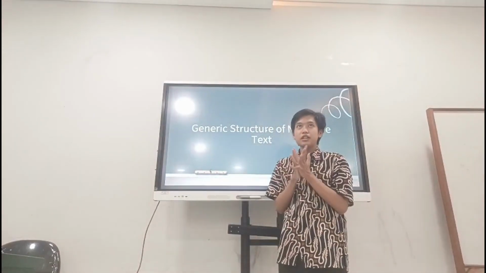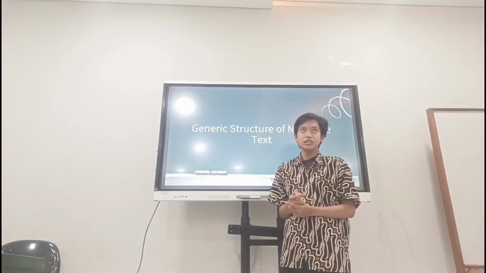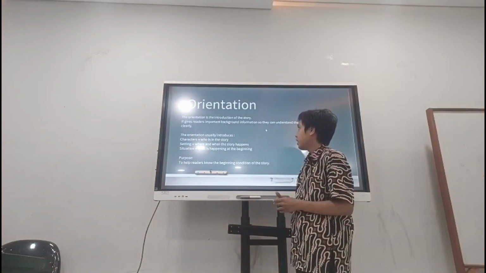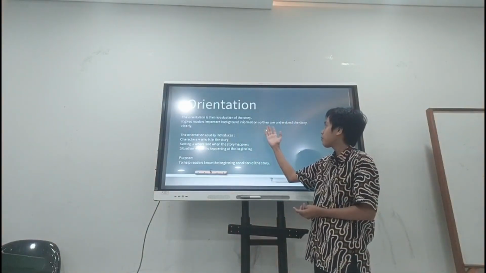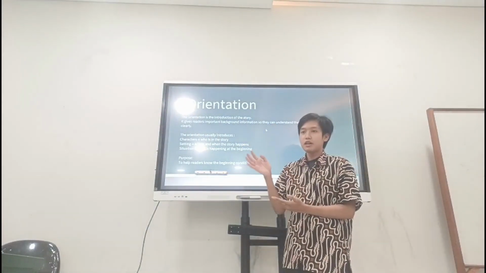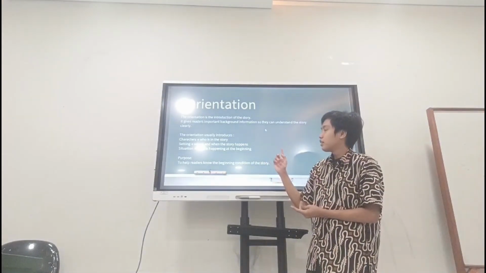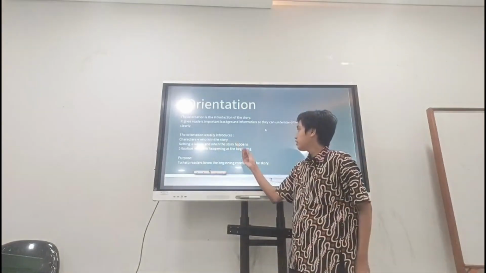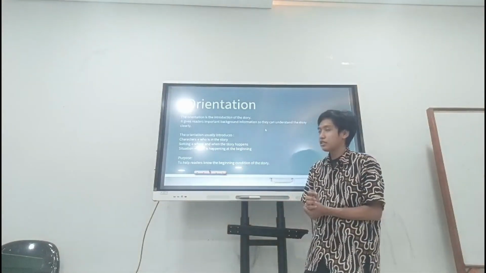Before we go any further, I'll tell you the generic structure of narrative text. The generic structure of narrative text is the parts of the story. The orientation is the introduction of the story. It gives the reader important background information so they can understand the story clearly. It's used to introduce to the reader the character, the conflict, or the setting. The purpose is to help the reader know the beginning condition of the story.